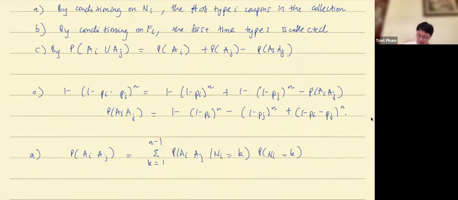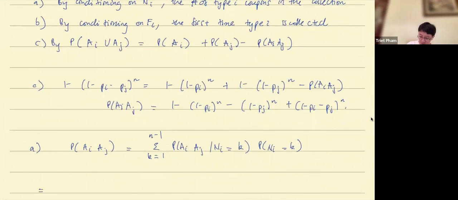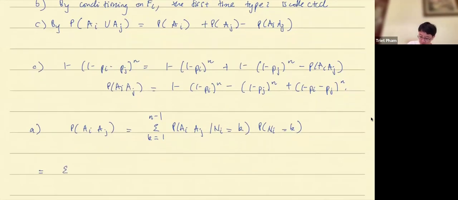Okay, so now to work out this expression, we'll see that this is the easy part. To have k coupons of type i, that's a binomial distribution with success probability p_i. So it's n choose k, p_i to the k, (1 minus p_i) to the n minus k.